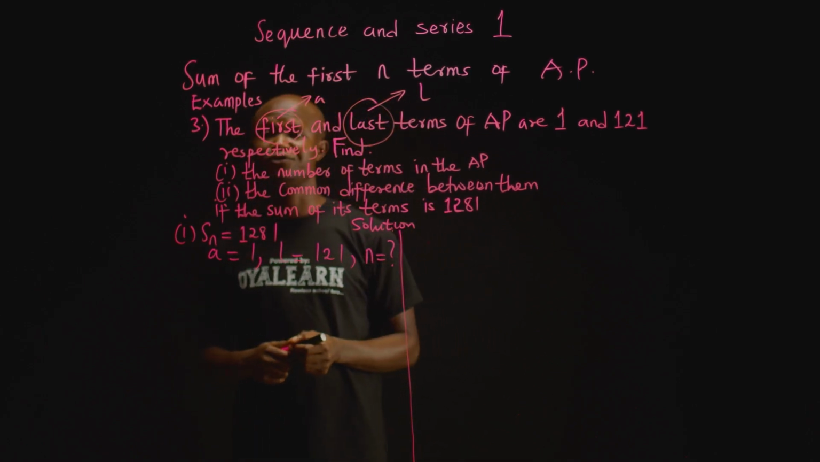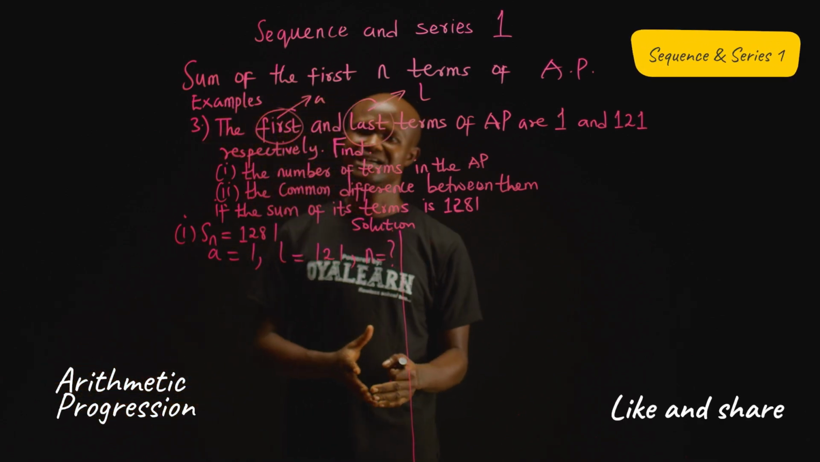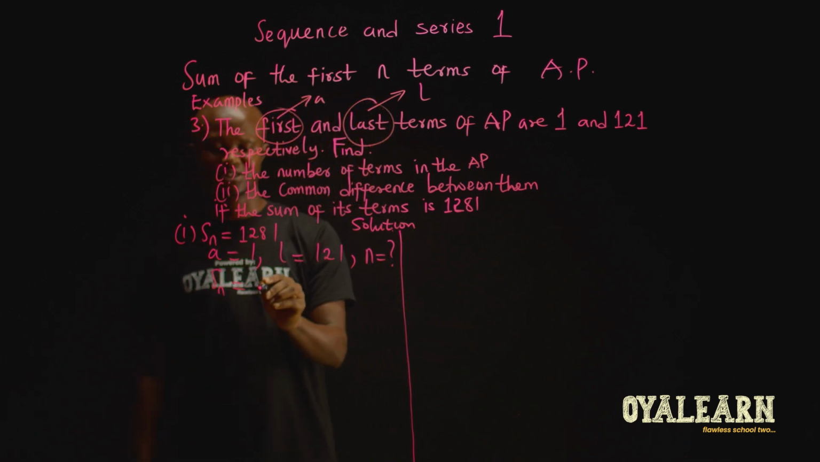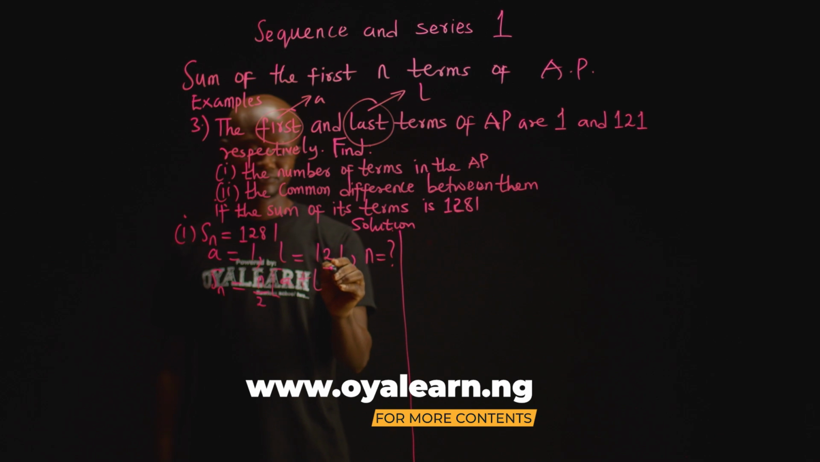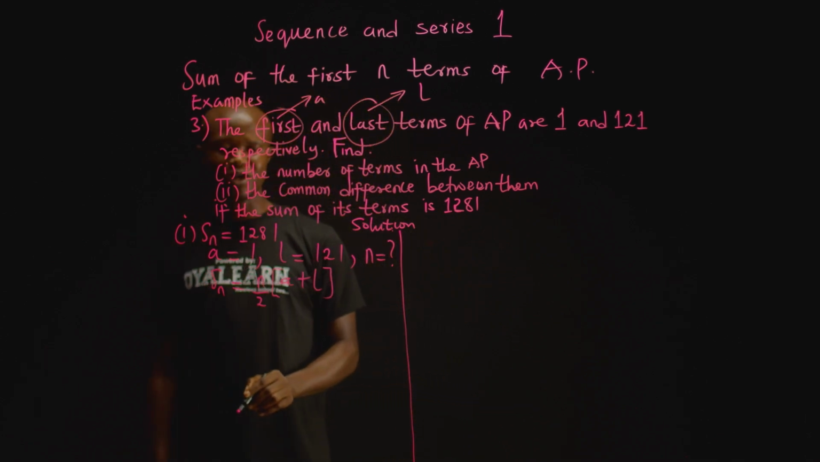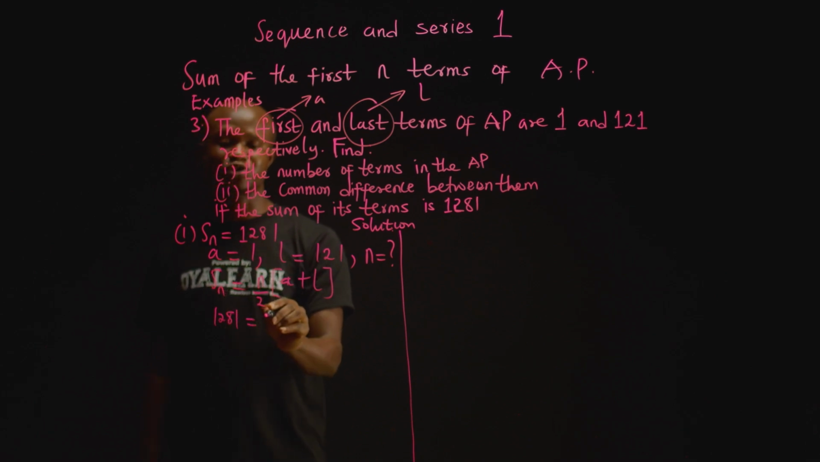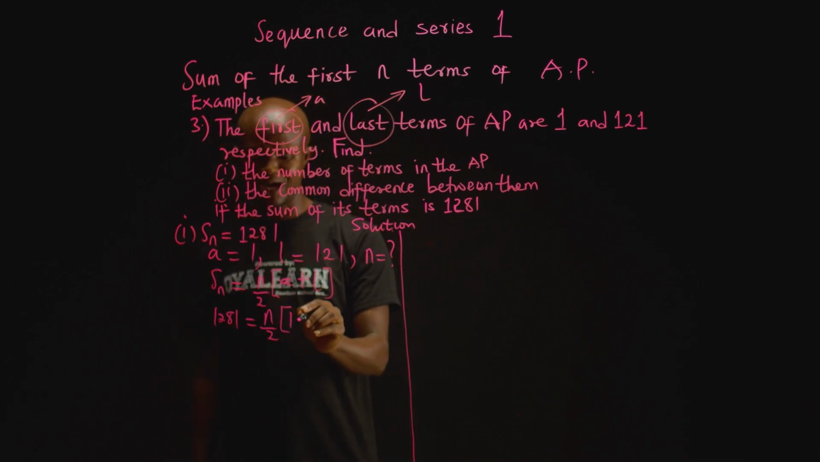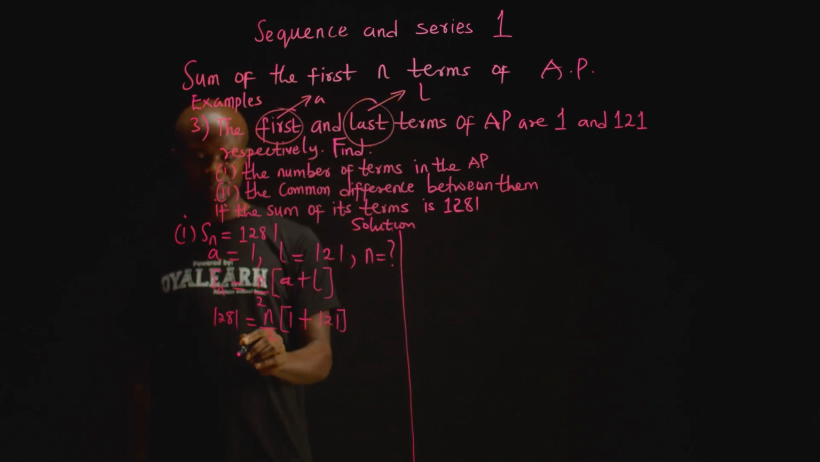Which of the formulas are we using? We are going to use the first formula because that is the formula that is connecting n, Sn, and L together. So Sn equals n over 2 into A plus L. That is the first formula. So what is Sn from here? 1281 equals n over 2 into A plus L. A is 1, and L is 121. So we need to simplify further.